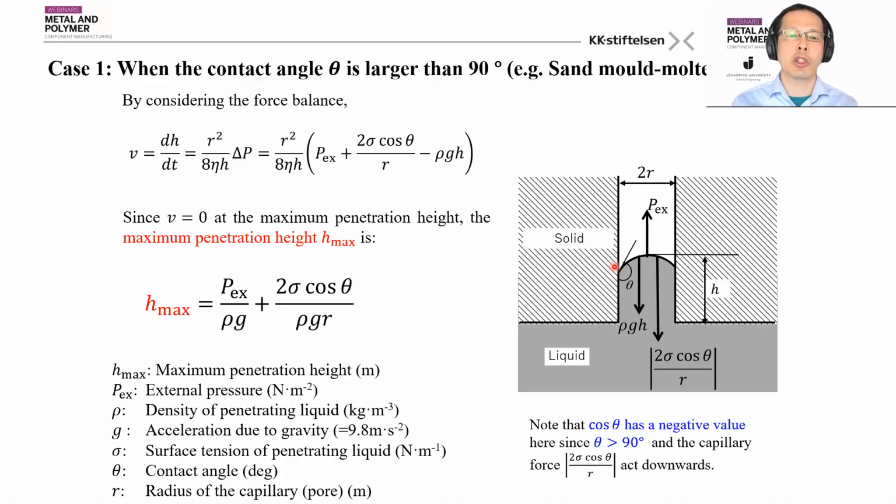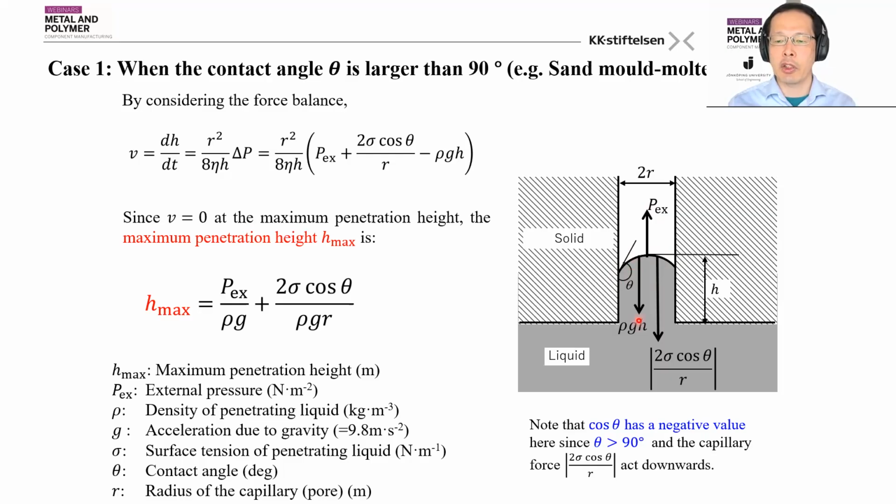We'll focus on the system where the contact angle is larger than 90 degrees, since in the case of oxide and molten metal, the contact angle is higher than 90 degrees. So the force balance at the penetrating front will become like this. We have the applied pressure, the external pressure. For example, in the case of casting, it corresponds to the metallostatic pressure and so on.